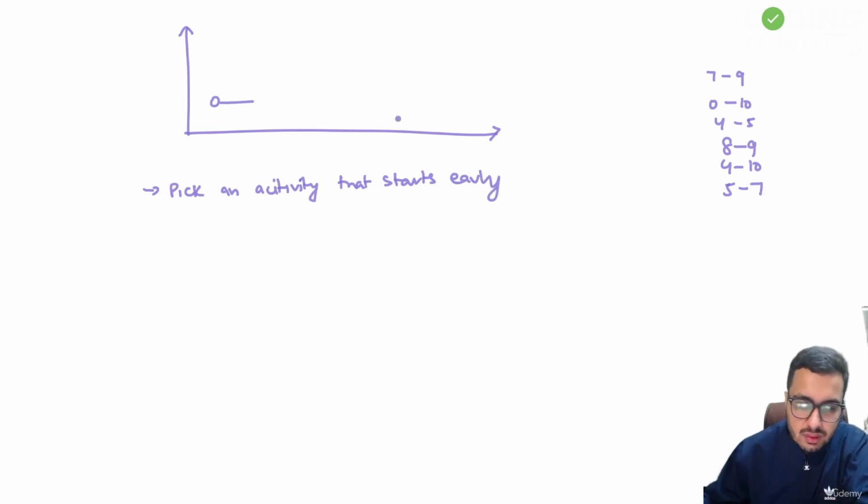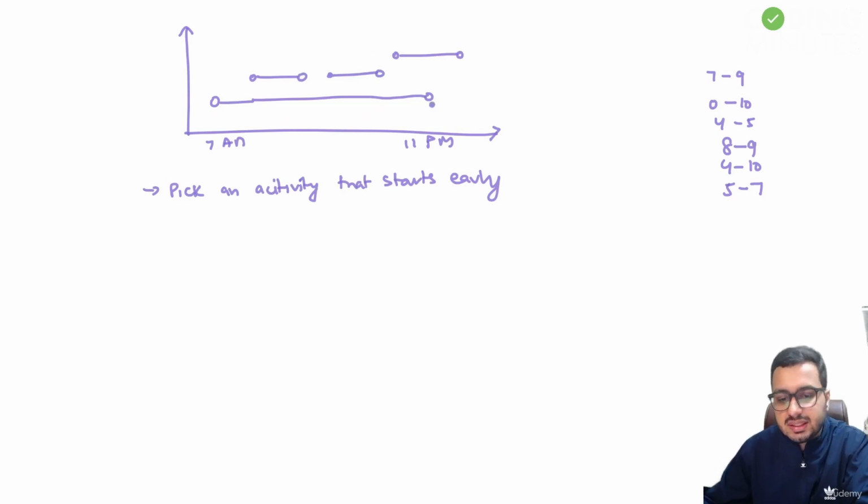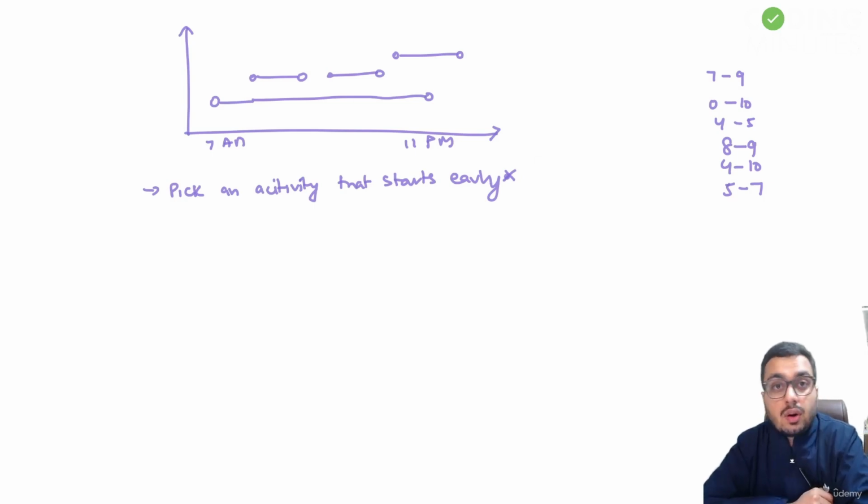Why? For example, there is an activity that starts at 7 a.m. and maybe it goes till 11 p.m. in the night, and in the day you had some more activities that you could have done, but you are not able to do them because of this activity you picked up, which starts very early. So hence this approach will give you a wrong answer. Picking activities such that they start early and are non-overlapping will give you a wrong answer.